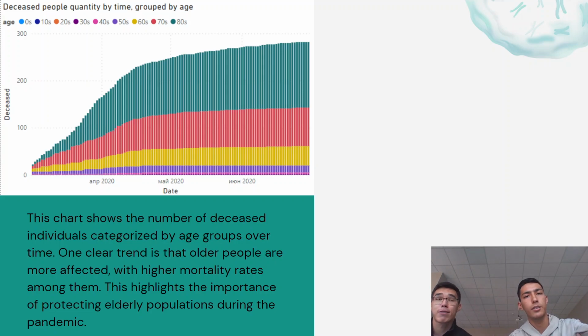So the next is related to the amount of deceased people grouped by age. As you can see here, the quantity of deceased people was increasing by time, and also we can see that the majority of people were elder people, which may be because they had poorer physical capabilities than the young generation.